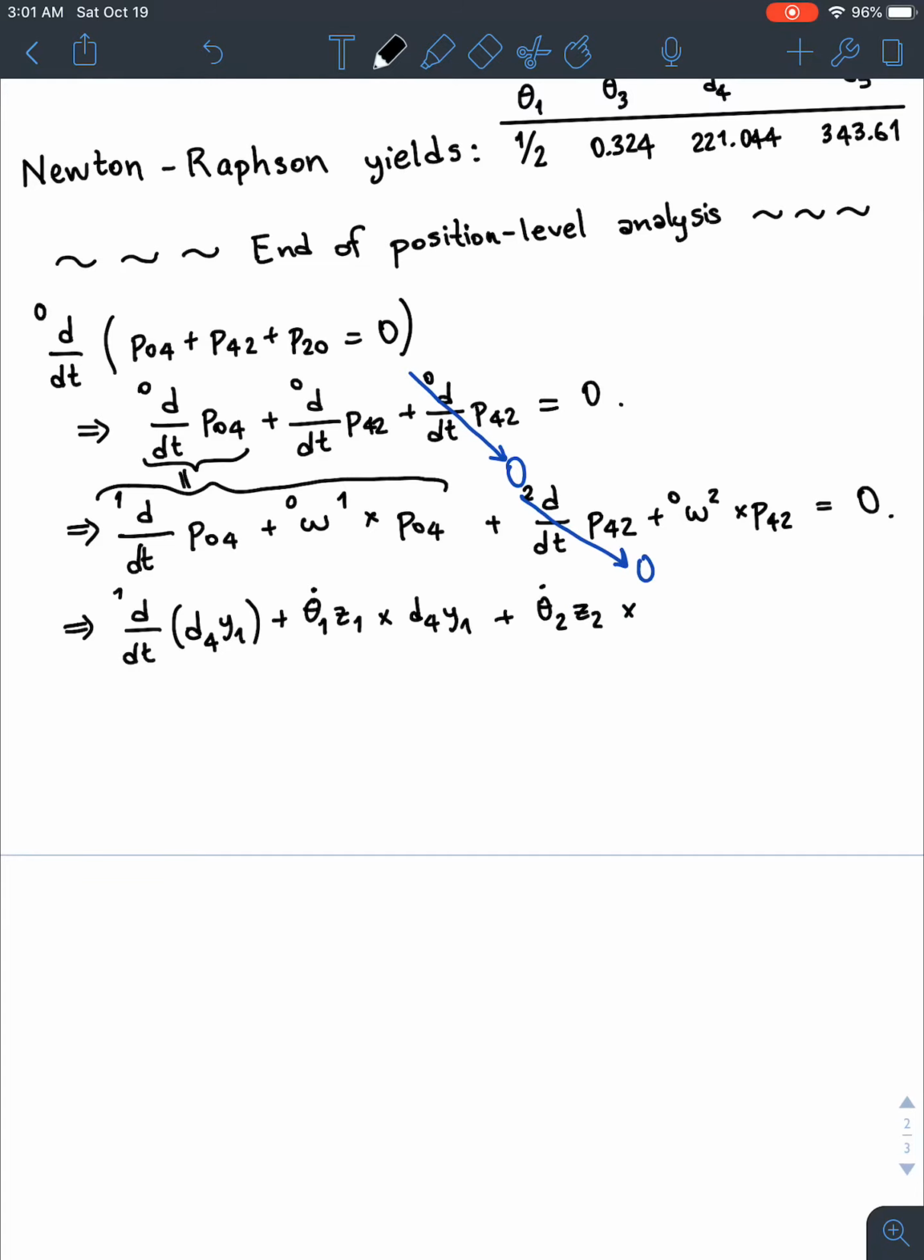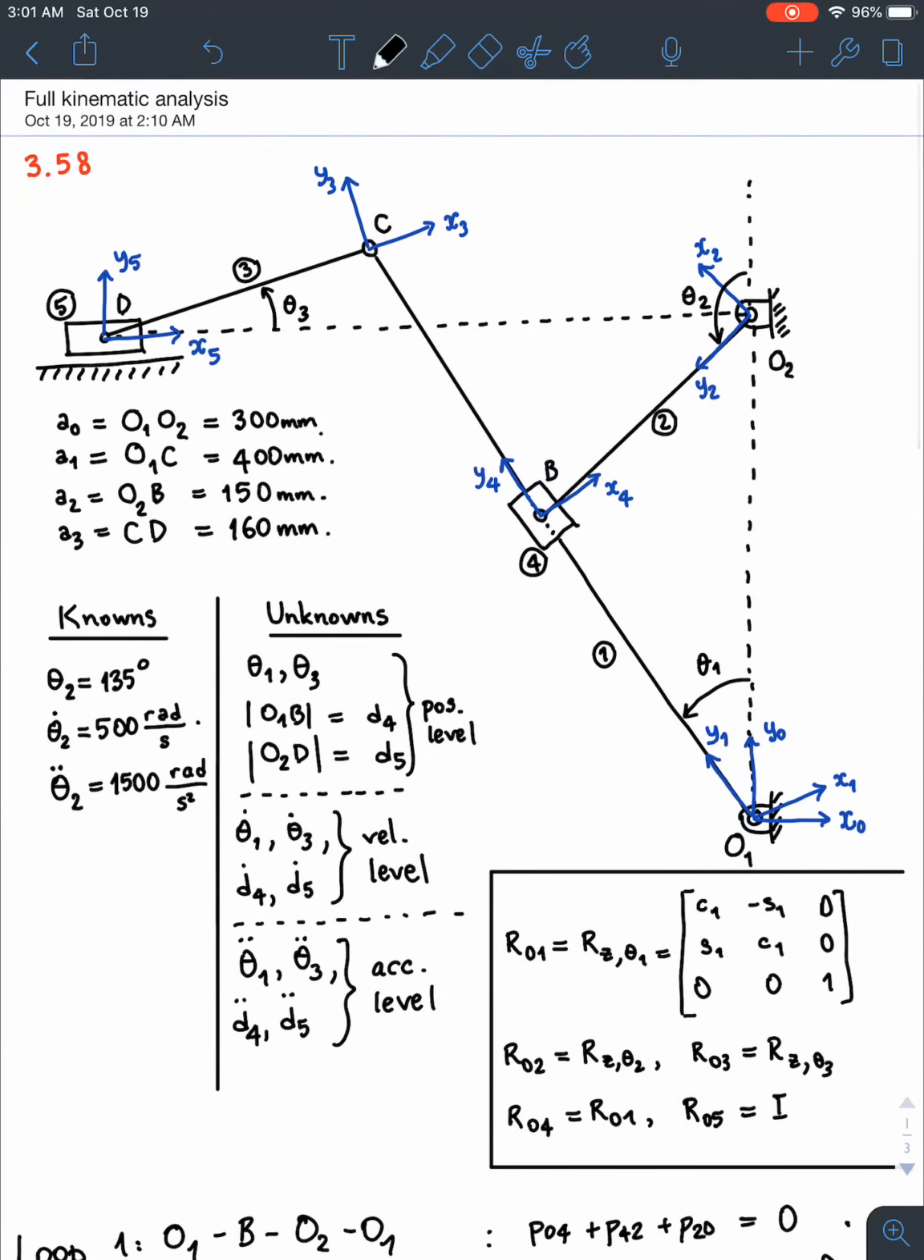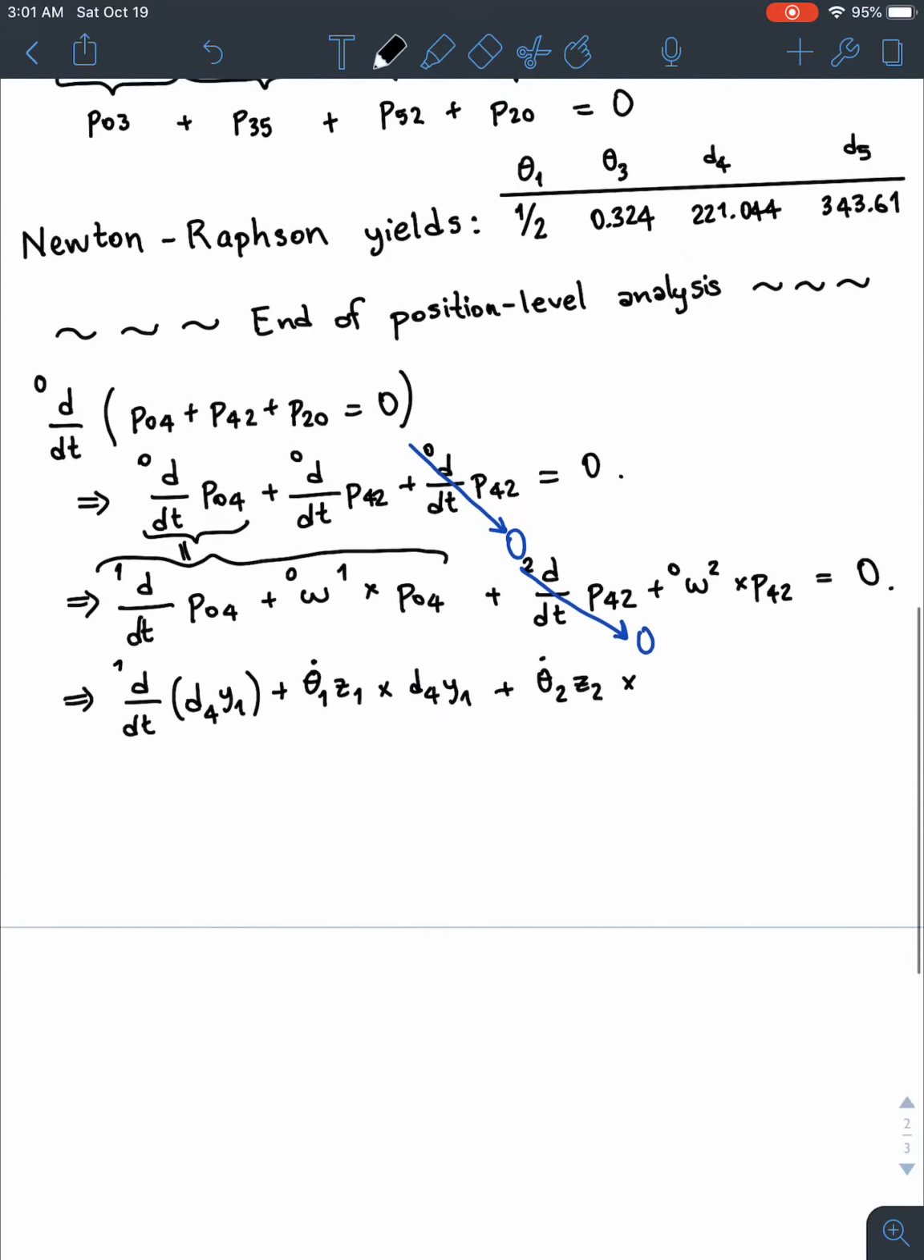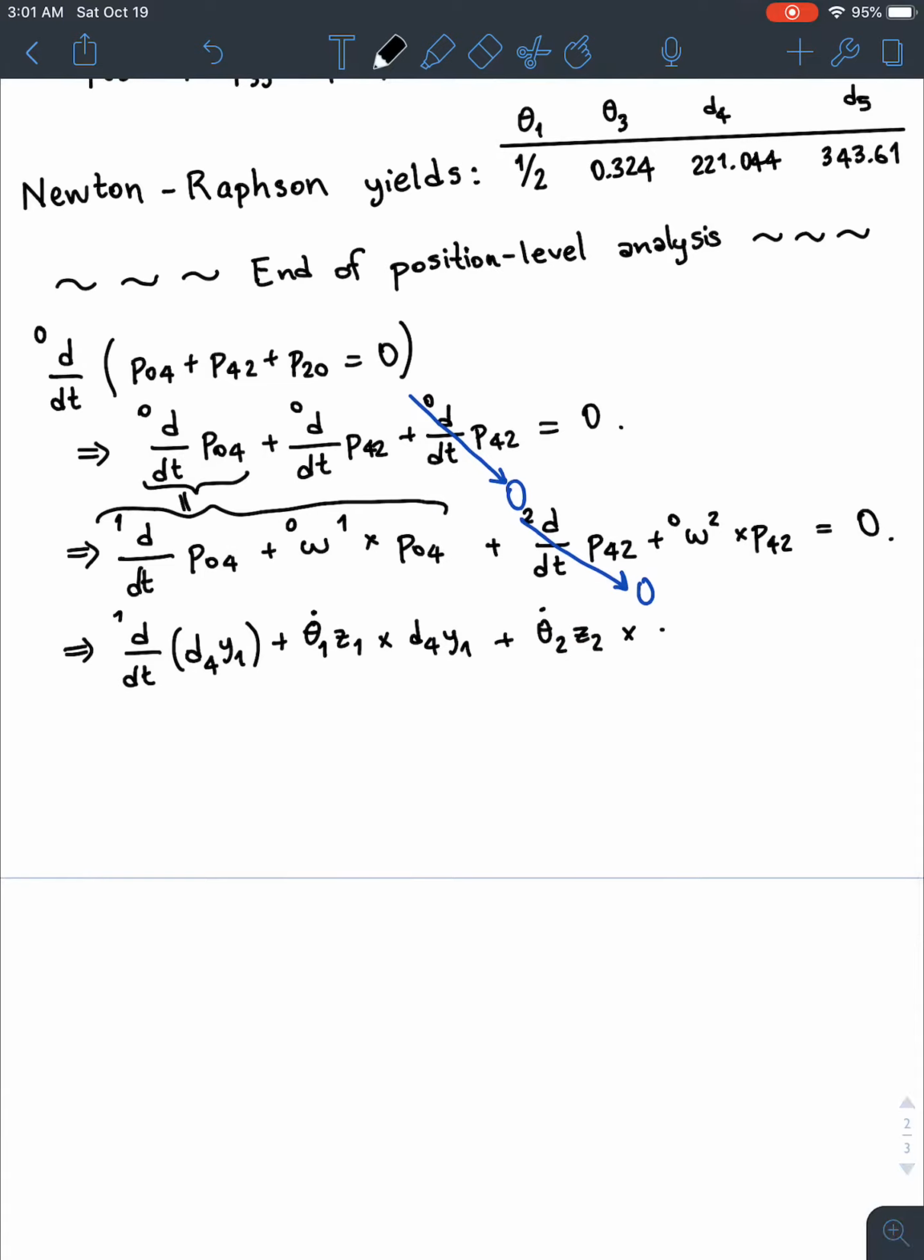Cross, what is P42 in coordinates? Let's go back to our figure. P42 is the vector that goes from B to O2. Its magnitude then is A2. And its direction is, of course, not Y2, but just the opposite of Y2. It's negative Y2. So for P42, I can write negative A2 in the Y2 direction, is equal to 0. Very good.